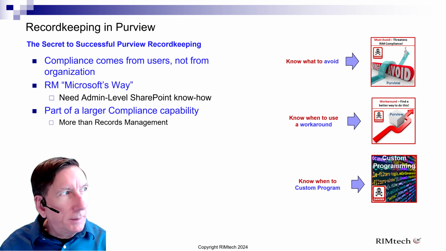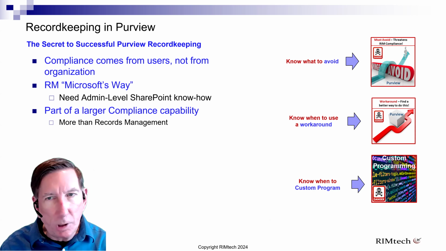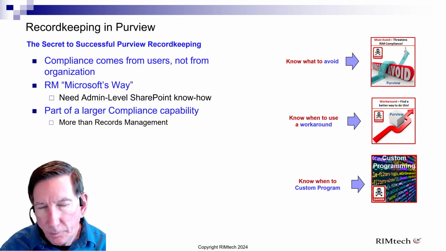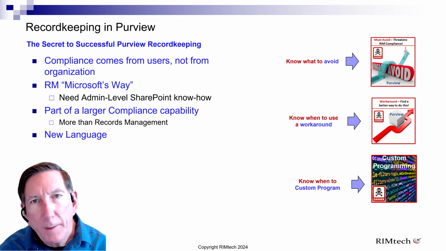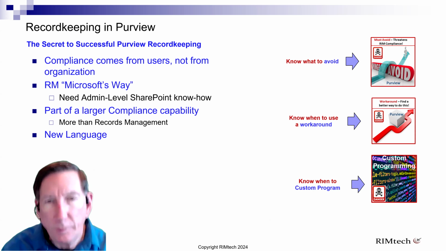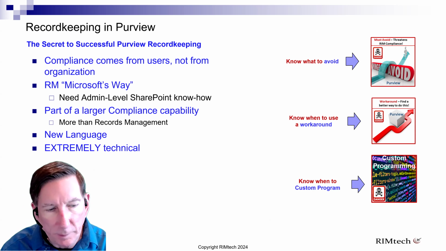The way I put it is this: Purview is a bowling ball. It's big, heavy, and round and hollow. And inside it is a golf ball rattling around. That golf ball is the records management portion, but it's just a portion of the larger compliance. The words in record keeping and Purview are completely different. You have to learn a whole new language. How technical is it? You're about to find out.